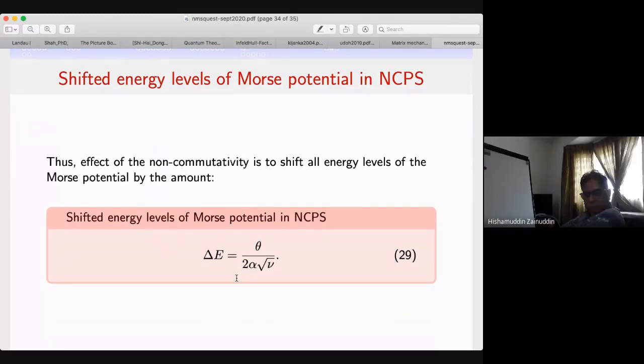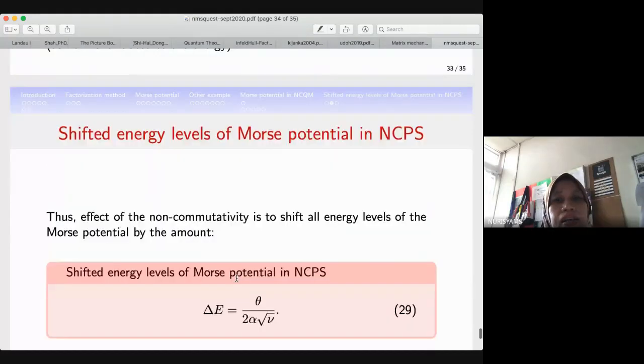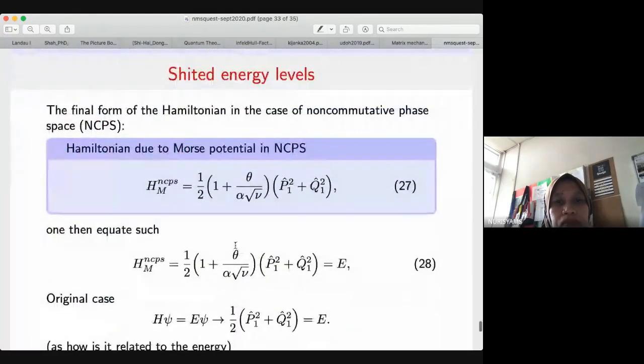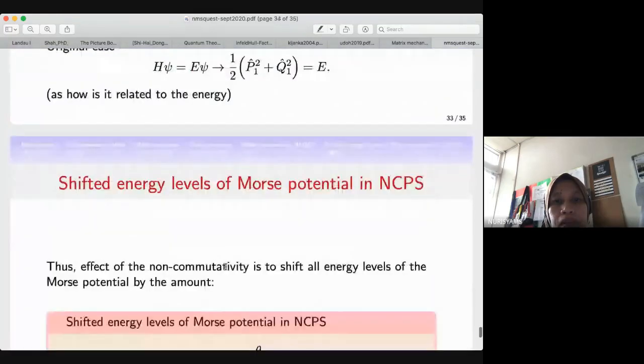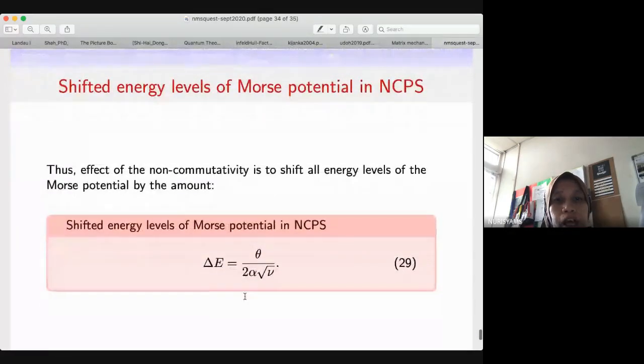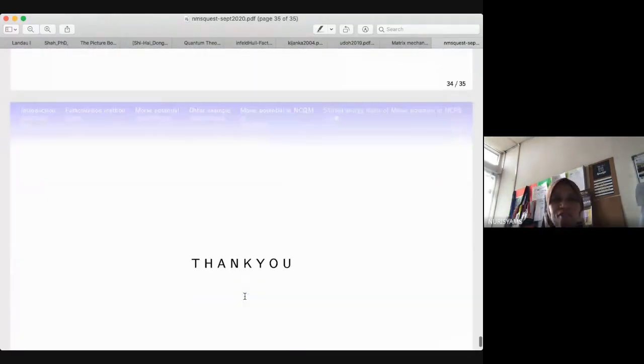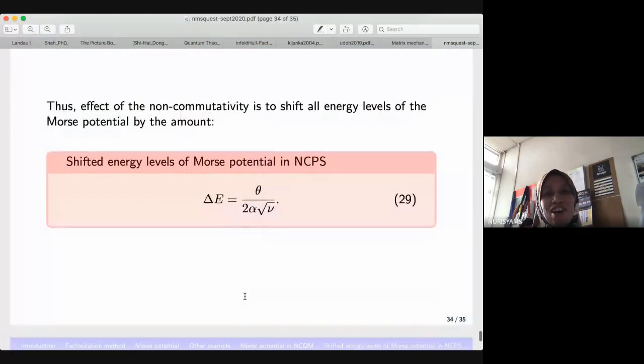So you see, supposedly if it commutes, we don't have those terms, but now we do have some additional terms there. Then that's the end of the talk.